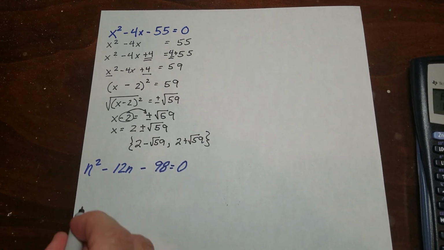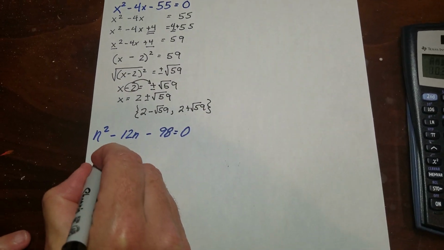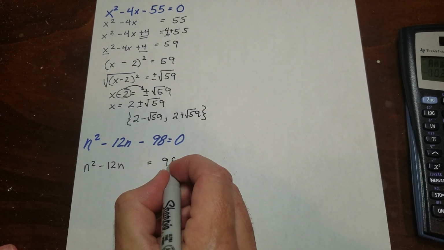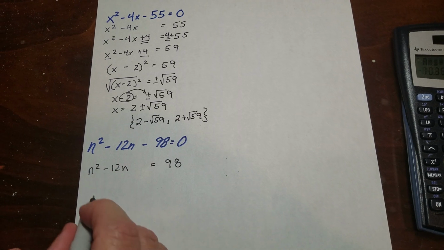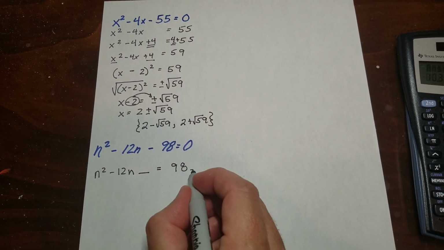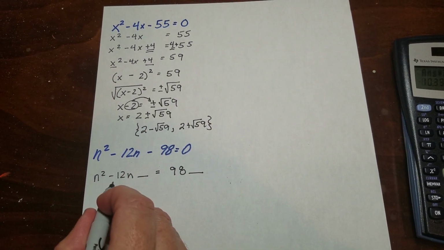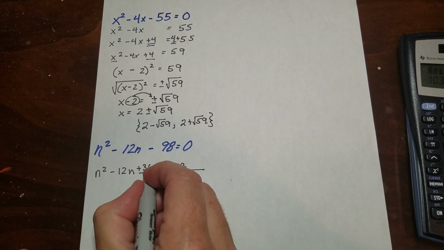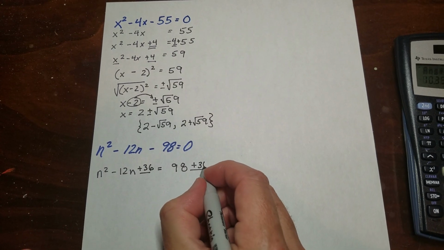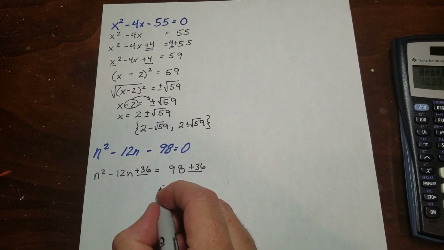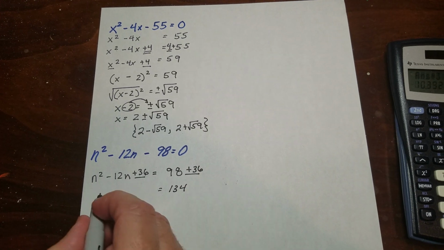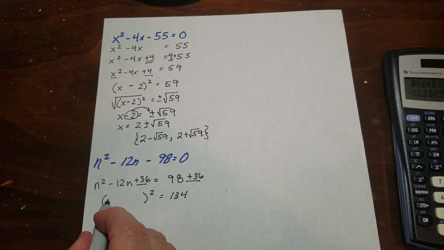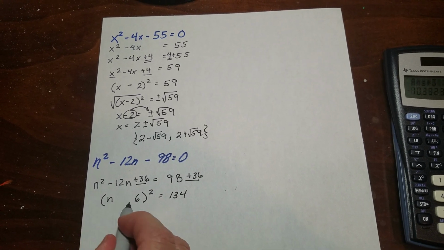Okay, all right, so the next one here I'll do is just another example, is I will move the 98 to the other side. Then I will put a number here and here. So now I'm kind of shortening up the process here, but half of this is negative 6, and negative 6 squared is a positive 36. So I'm going to go ahead and add that there. And then I'm going to get 134 over here, and the square root of that is n, the square root of that is 6, and it's a minus again.